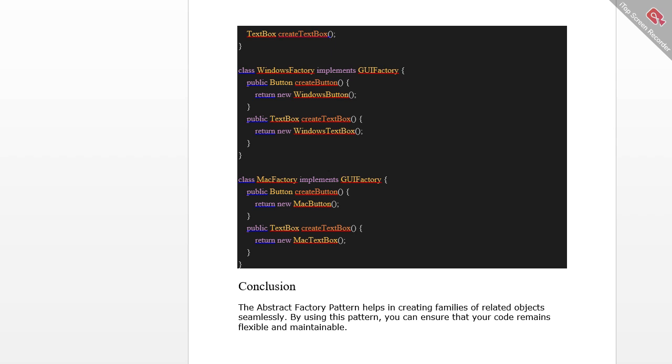So the abstract factory pattern helps in creating families of related objects seamlessly. By using this pattern, you can ensure that your code remains flexible and maintainable. So this was a brief discussion on abstract factory pattern.